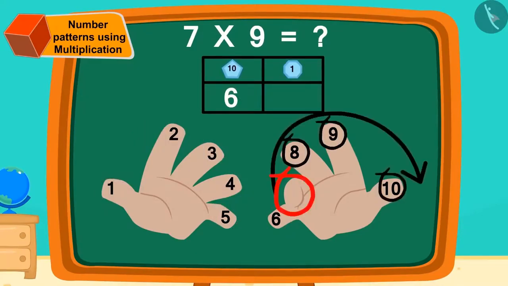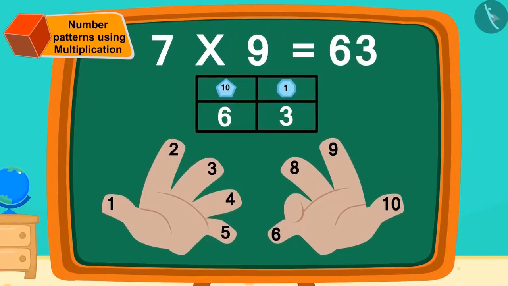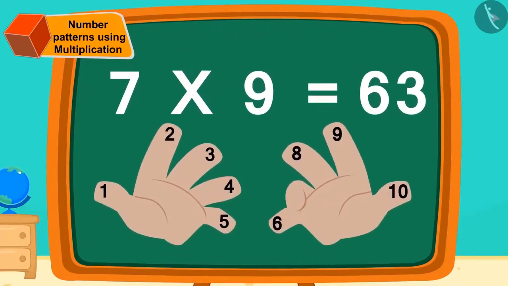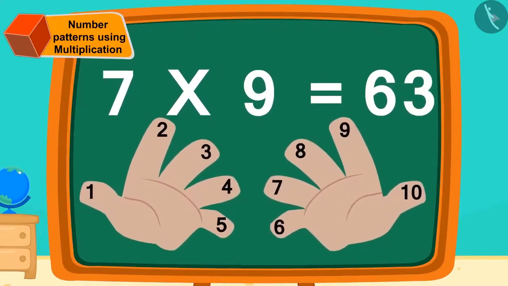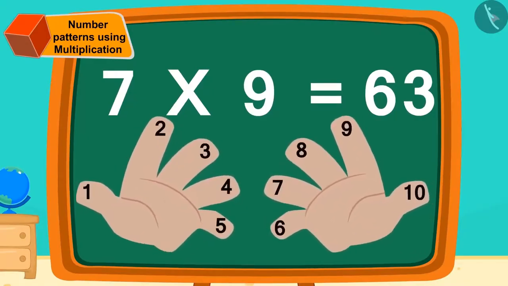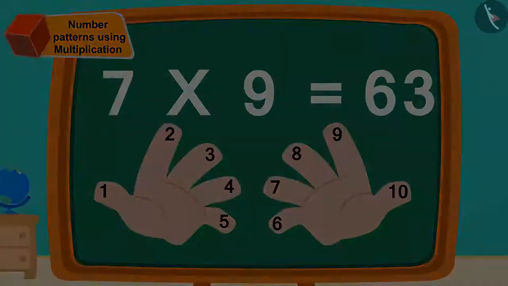Now, how many fingers are there on the right side of the bent finger? 3. We will write this in a ones digit place like this. We found our answers. 7 times 9 equals 63. In this easy way, we can quickly find any multiplication that falls in the nines table. You can also try this method with your friends.